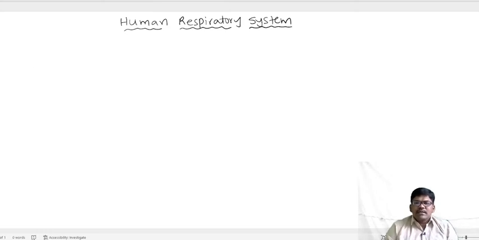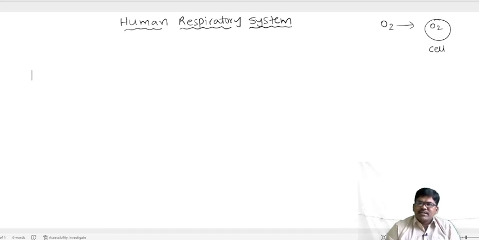Before going to see the human respiratory system, we will see what is the use of the respiratory system in human beings. The respiratory system is very important to take oxygen into the body. The oxygen which enters the body will reach the cells through the blood. For example, this is the cell. The oxygen will reach the cell and enter into the cell through the blood circulation. After the digestion of food, the digested food also enters the cell through the blood circulation.